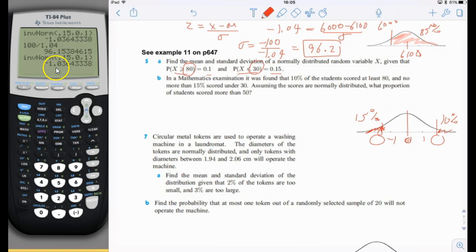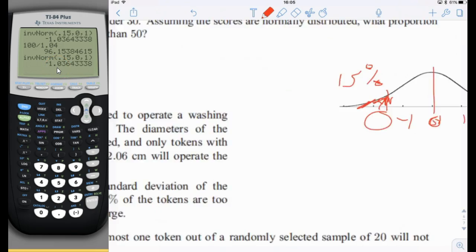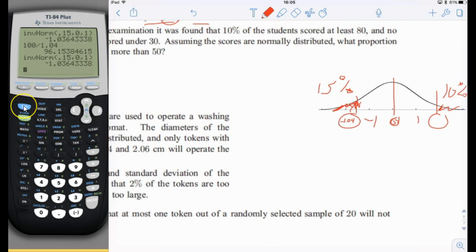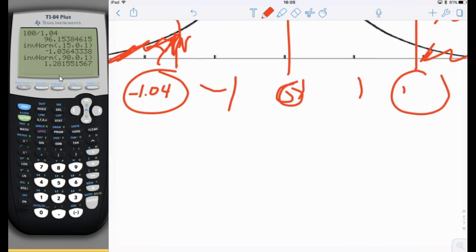It's going to be negative 1.04. So this number here is going to be negative 1.04. Okay. And then what about the right number? Instead of putting 0.10, we're going to put in 0.9, right? Because that's the left area. The left area is 90%. It doesn't want us to give the right area. And it's going to be 1.28. Okay.